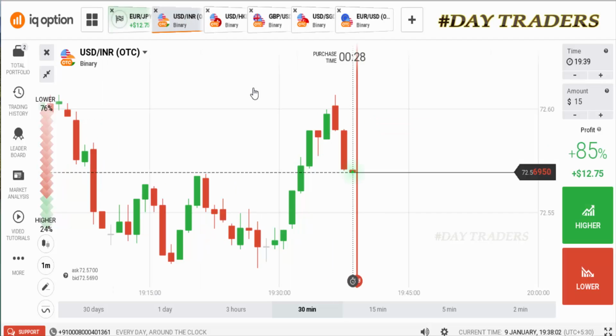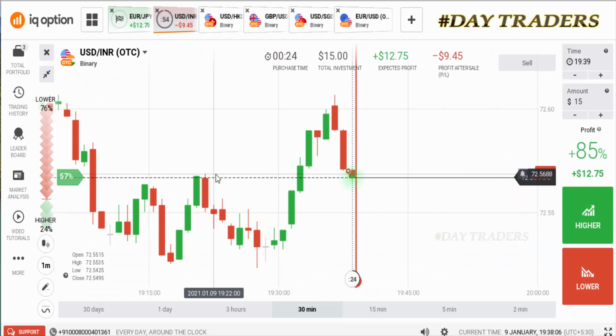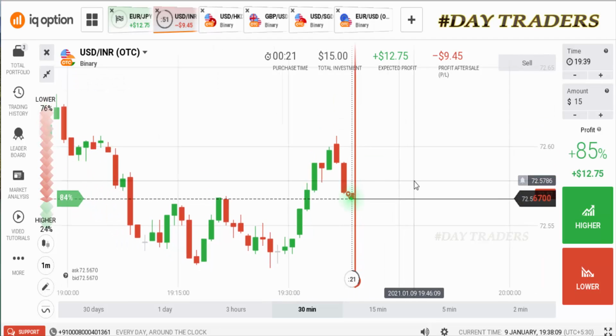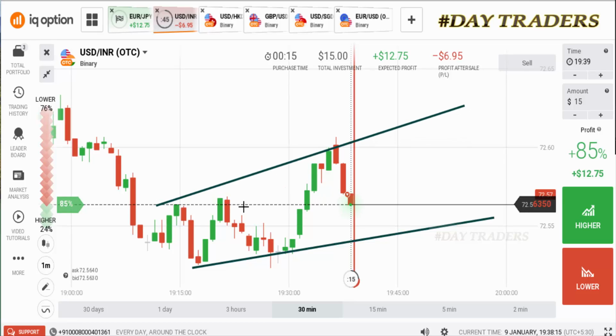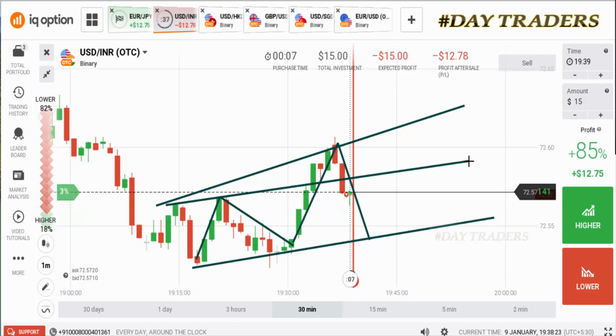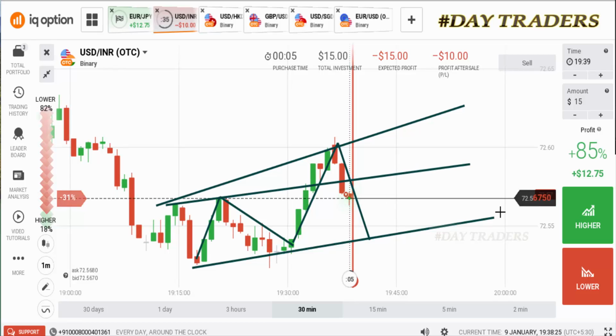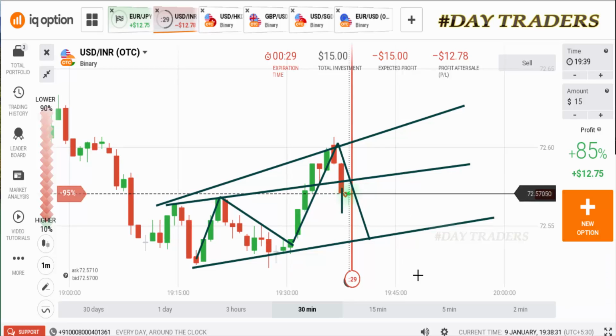Let's check the next pair. Okay, we'll place a lower option. This is a support level, but this is a very strong candle. And the next buyer's entry point is here. This is a seller's area. Okay, and this is market momentum. This support and resistance level is already broken out, but there is no buyer rejection at this candle, so that's the reason I place a lower option.